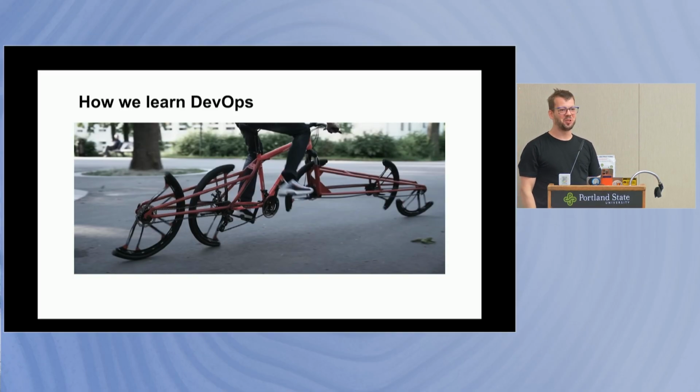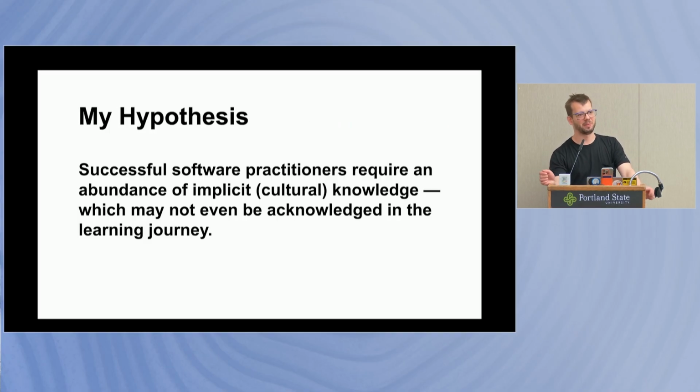So there's a lot of confusion here, right? Like this is a brand new junior SRE with a shiny MacBook, and they might get somewhere. They will get somewhere, but there's got to be an easier way, right? Like, yeah. So here's my hypothesis. Successful software practitioners require an abundance of implicit cultural knowledge, which may not even be acknowledged by the people that they're trying to learn from.